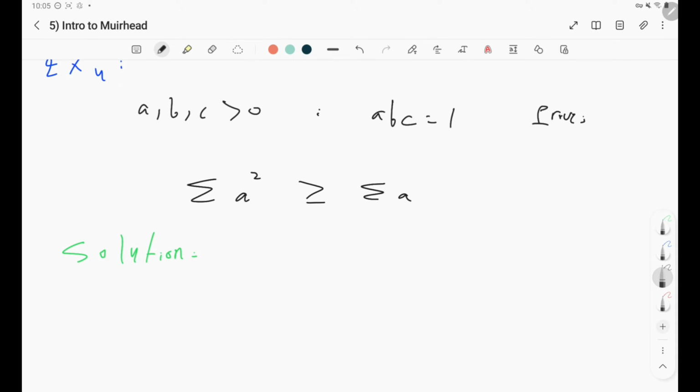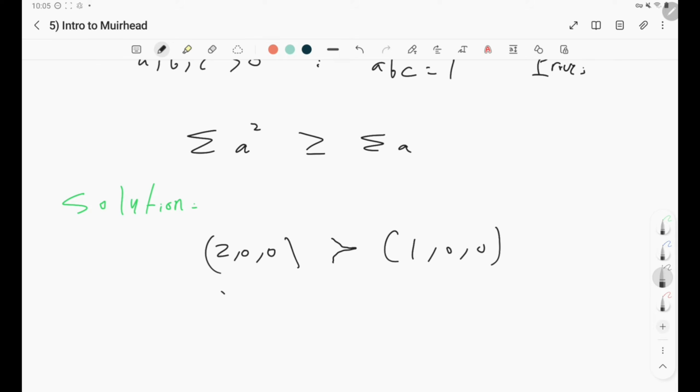Now, you might think about Muirhead right now. We'll just say that 2, 0, 0, and here 1, 0, 0. Does this majorize this? Let's see. The sum here is 2, the sum here is 1. So the first condition is broken. So we can't apply Muirhead, unfortunately.